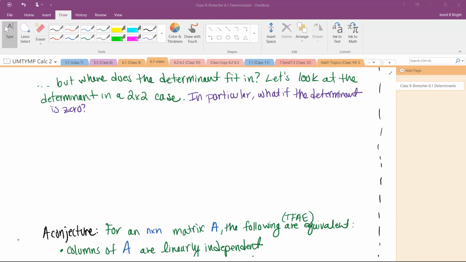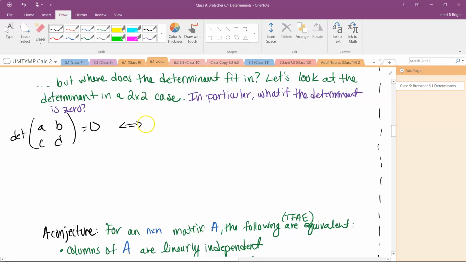Okay, if we look at a 2 by 2 matrix, a generic 2 by 2 is A, B, C, D, right? And we first want to look at the case when the determinant is 0. So if we say the determinant of this matrix is 0, that's the same as saying that AD minus BC is 0. Well, that's interesting, but what can we say?